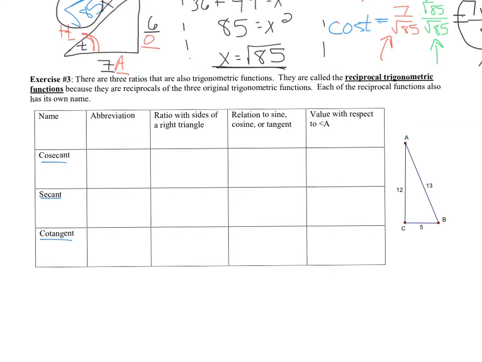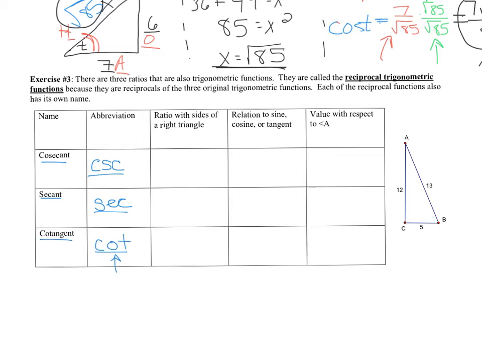So cosecant has an abbreviation of CSC. Secant has an abbreviation of SEC. And cotangent has an abbreviation of COT. But still, when you see these abbreviations, you don't say the word cot for this, you would still say cotangent, just like we don't say sin for sine.